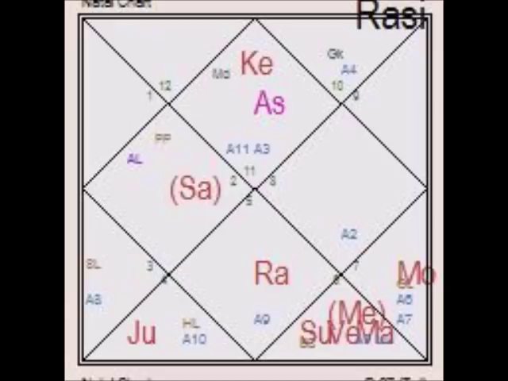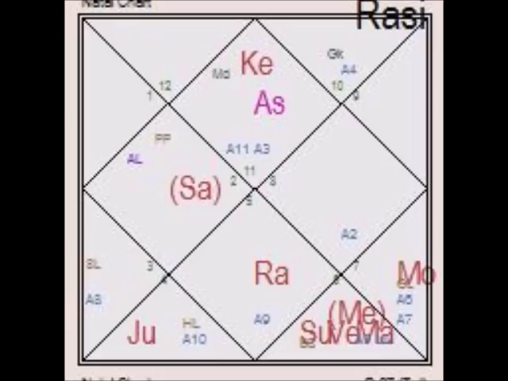So first find out the time of the sunrise wherever that person is born, and then calculate the time which has passed from the sunrise to the time of birth. And then divide it by 2.5.